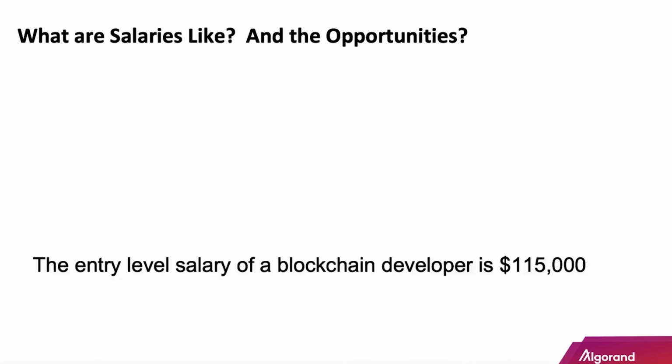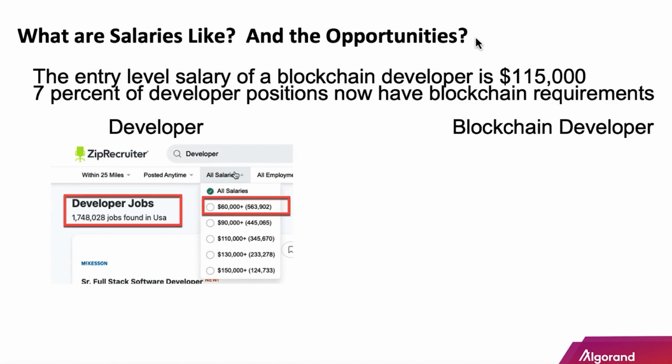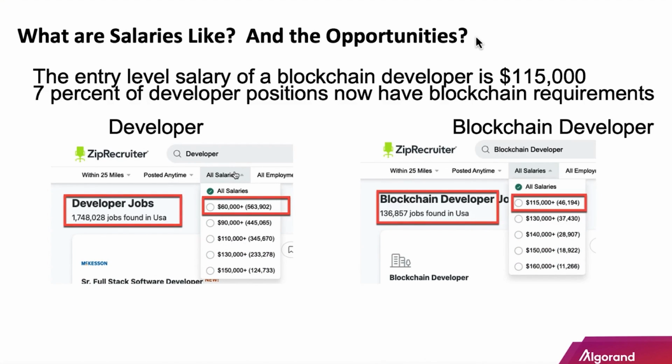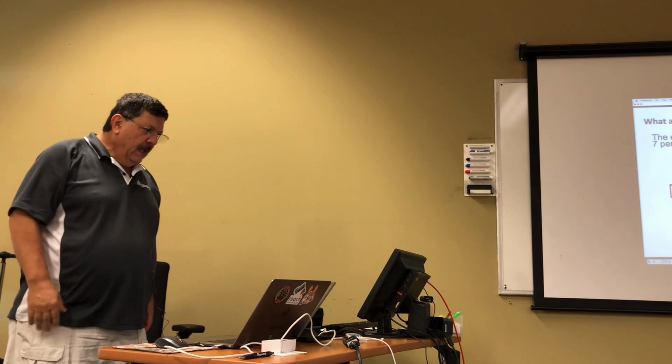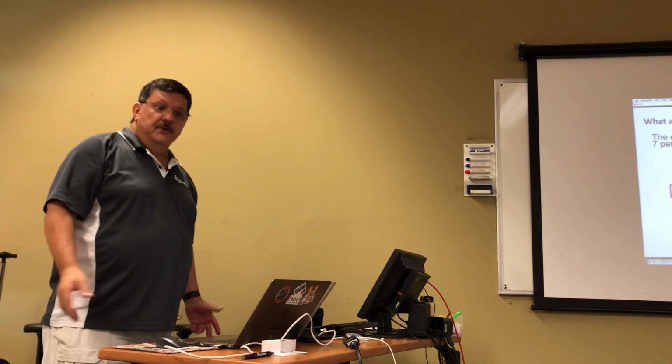And what about salaries and the opportunities? So the entry-level salary of a blockchain developer, and I did a little research on ZipRecruiter, and you can see it right here. For a developer, it starts at $60,000. A blockchain developer starts at $115,000. So that's almost double right there. And not only that, if you take a look at the numbers, there's 1.7 million jobs found. That's quite a few openings in the USA. And of those, 136,000 have blockchain requirements in them. So that's about 7 to 8%, I think. So that's getting there.